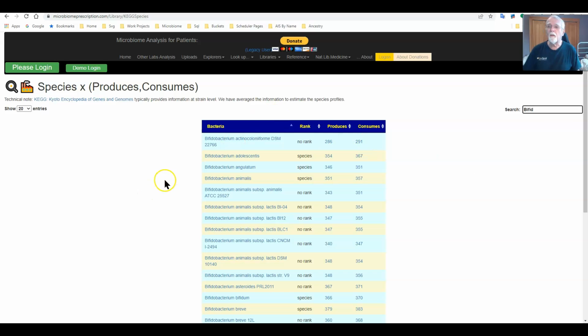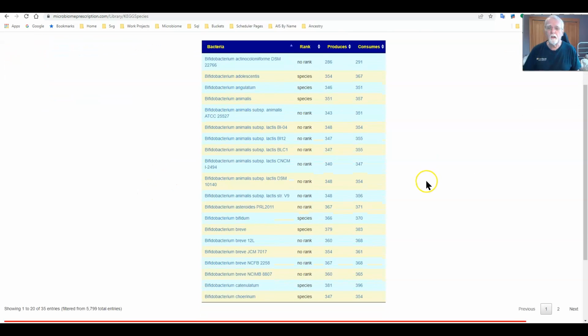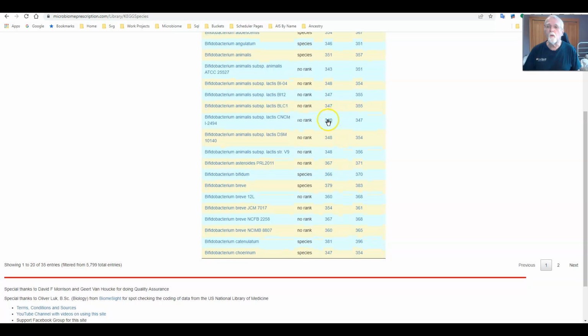Now let's go down and take a look. The key thing to notice is Bifidobacterium animalis lactis, we have 4 of them here, 5 of them here actually. And notice that each strain has a different number, and that ends up having a slight technical problem.